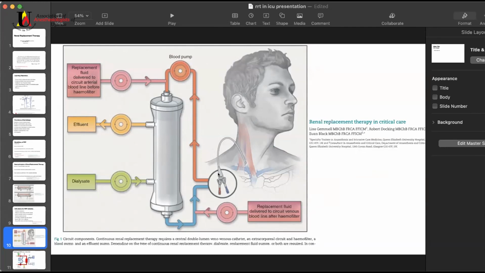So blood, so it's a dual lumen. One port is the access, the other one is the return. So blood comes out, goes through a pump. The pump helps to promote forward flow.